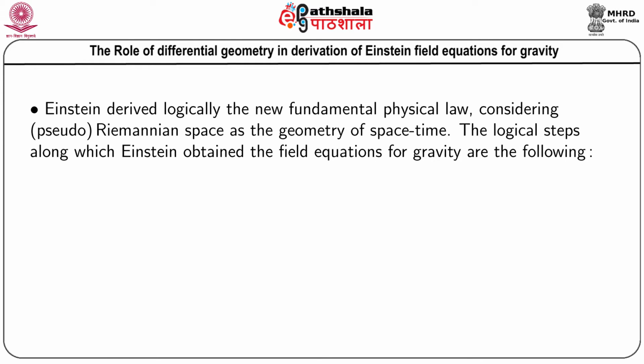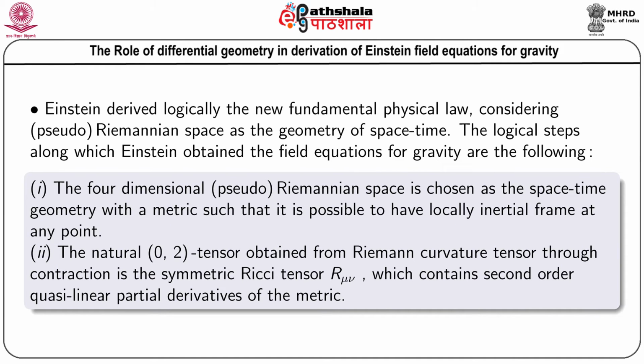And Einstein derived logically the new fundamental physical law considering the pseudo Riemannian space as the geometry of space time, and the logical steps along which Einstein obtained the field equations for gravity are the following. Here the 4-dimensional pseudo Riemannian space is chosen as the space time geometry with a metric such that it is possible to have locally inertial frame at any point.